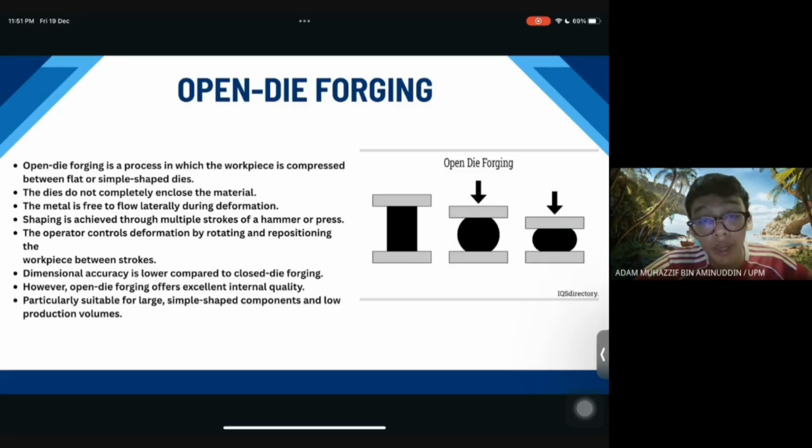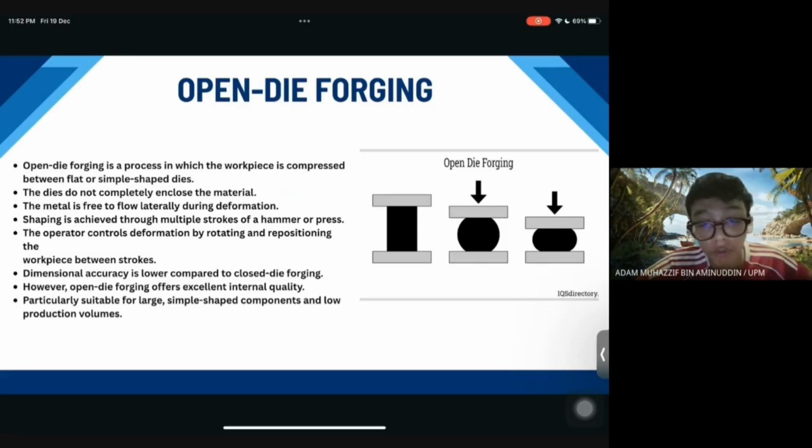So what is open die forging? Open die forging is a forging process in which the workpiece is compressed between flat or simple shaped dies. The dies do not completely enclose the material, which allows the metal to flow freely in the lateral direction during deformation. Shaping is achieved through multiple strokes of a hammer or press. Between these strokes, the operator controls the deformation by rotating and repositioning the workpiece.